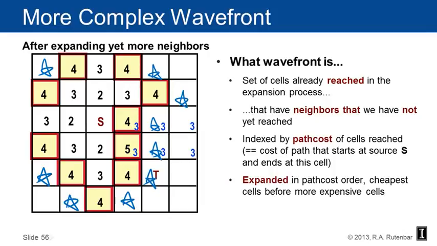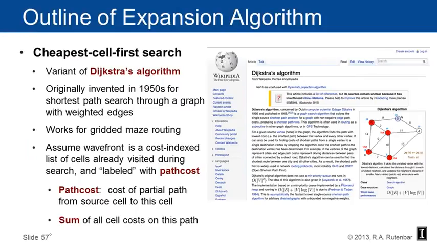So unlike the very first versions of this algorithm where we expanded all the 3s and then we expanded all the 4s, the stuff in the wavefront could have different costs depending on the scenario of high cost cells it sees in the grid. We're going to expand these cells to grow the search wavefront in path cost order, cheapest cells before more expensive cells. This is a famous algorithm. This is Dijkstra's algorithm, originally invented, wow, way back in the 1950s for shortest path search through a graph with weights on the edges. It works perfectly fine for gridded maze routing.